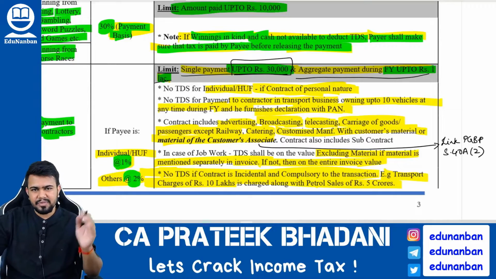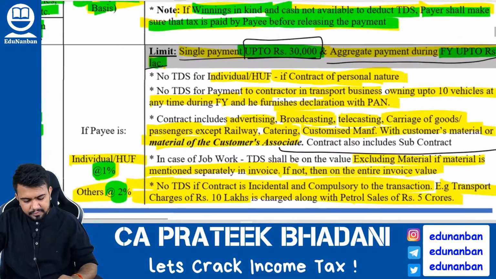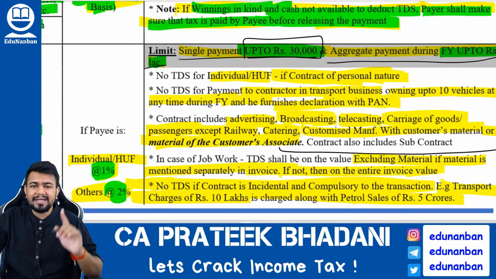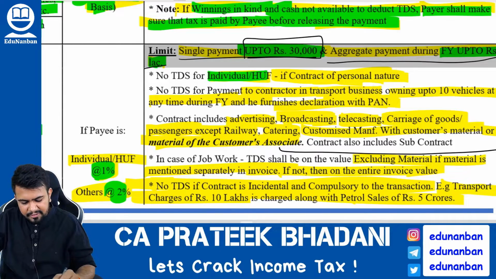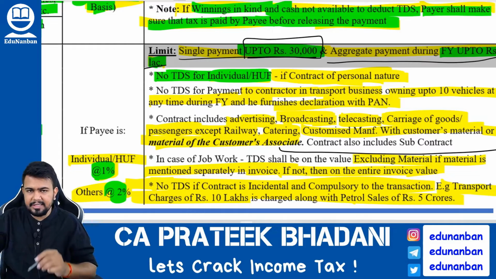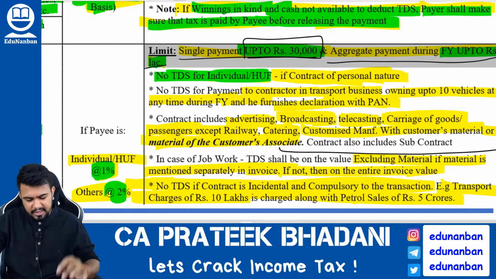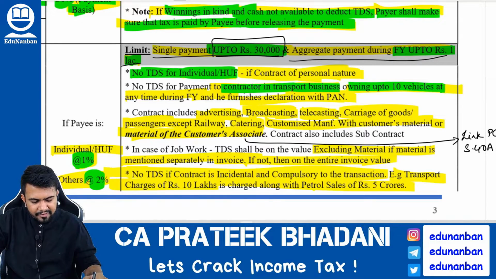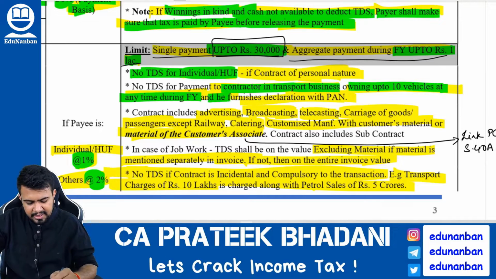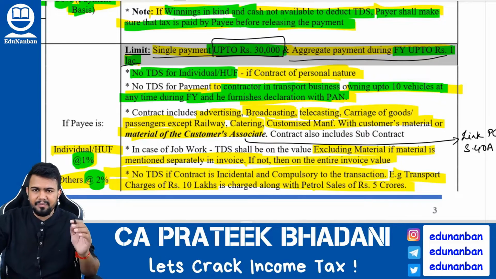We saw various examples also in class. Next, listen here. If a contract is of a personal nature, then also individual and HUF need not deduct the TDS. Next, no TDS if payment is made to a contractor in a transport business owning up to 10 vehicles at any time during the financial year and he furnishes a declaration with PAN.